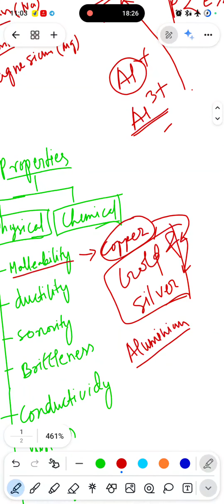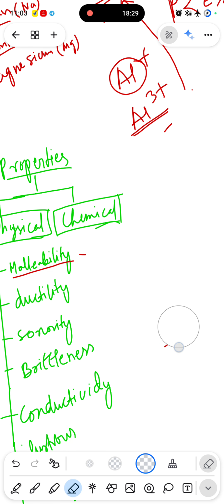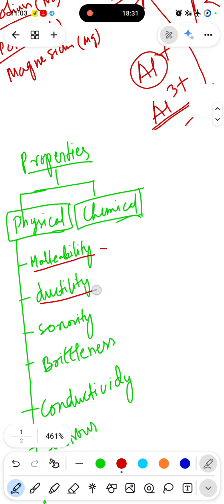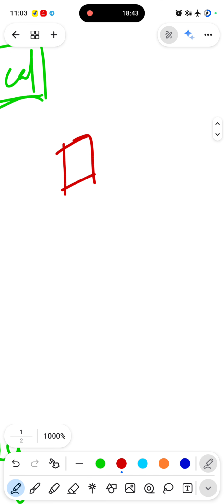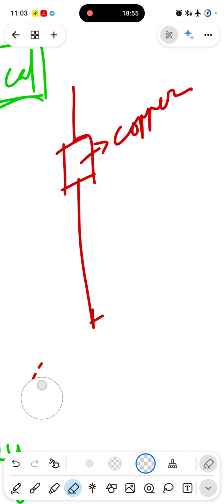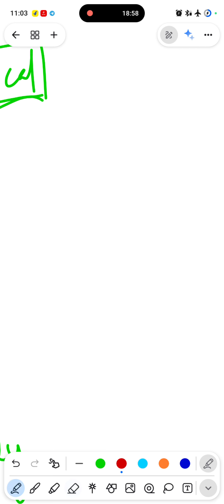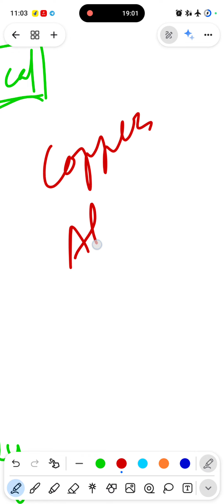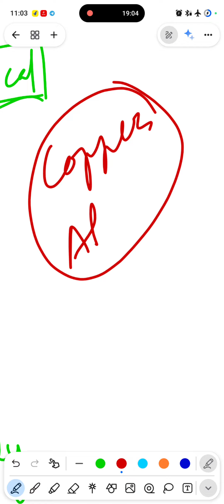Now, after that, we have ductility. Now, what is this ductility? Ductility is basically the property of a metal by which it can be drawn into a thin wire. Suppose I have a piece of copper, and if I am able to stretch it out and make a wire out of it, then this property is known as ductility. And in our regular life, copper and aluminium, these two are the most ductile materials we can see generally. Okay?